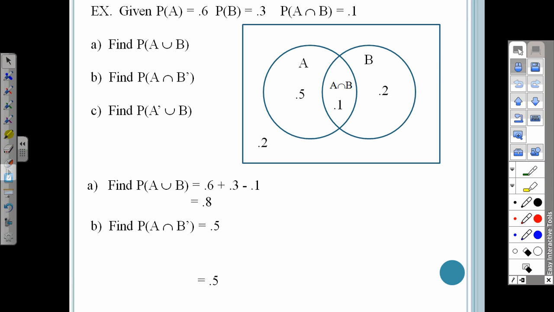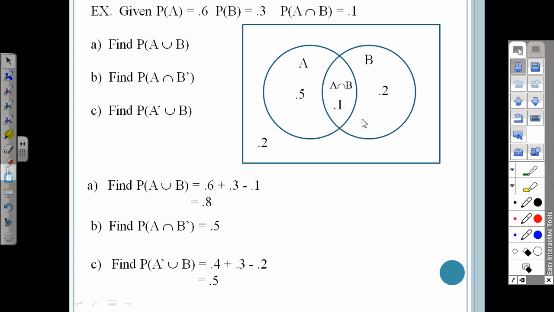All right, and then the third one, find the probability of not A or B. So once again, we're going to go back to our formula, probability of not A or B. So we take the probability of not A. Well, if probability of A is 0.6, not A is 1 minus that, so that would be 0.4. The probability of B, well, they gave us that as 0.3. And then we have to subtract the probability of not A and B. So we want it to be in B, but not in A. So that's going to be this 0.2, because it's over here in B, but not in A. So we add that all together and we get 0.5.